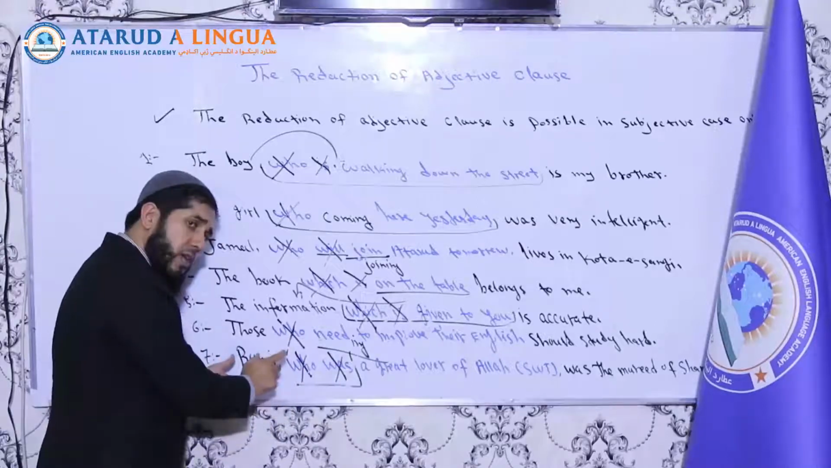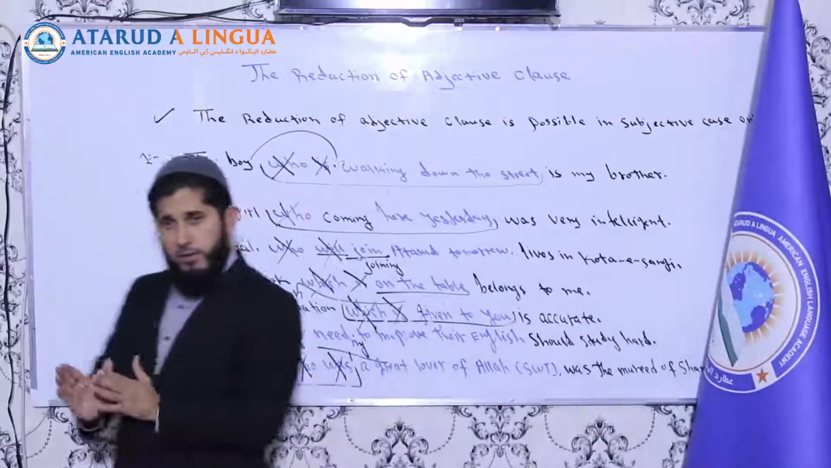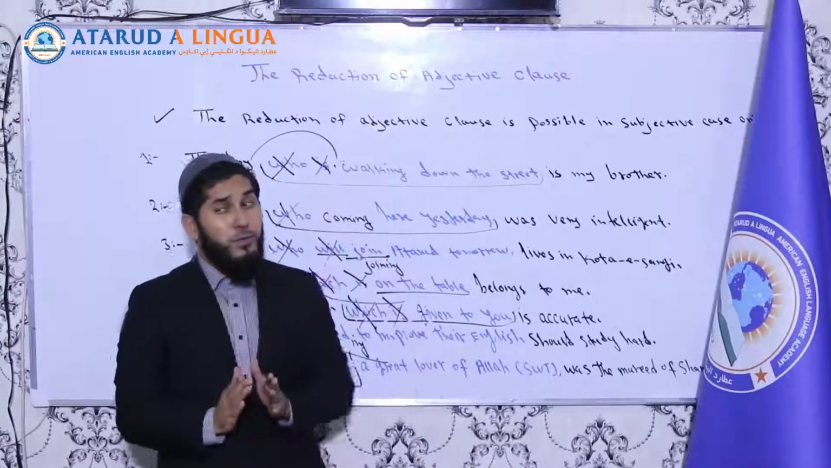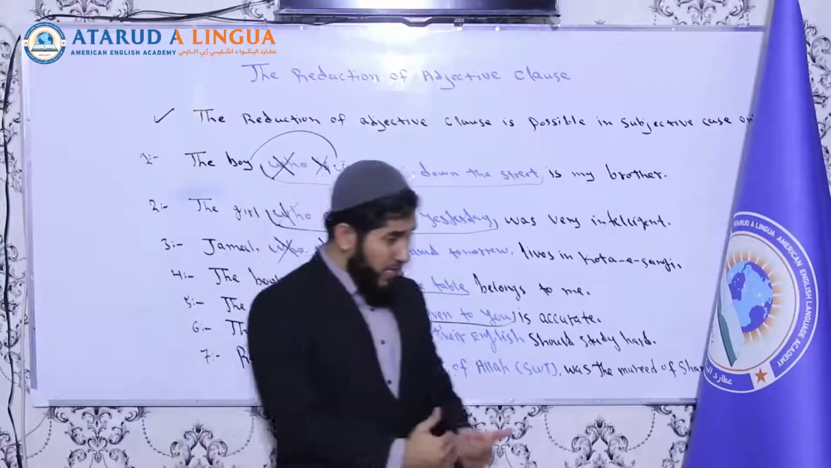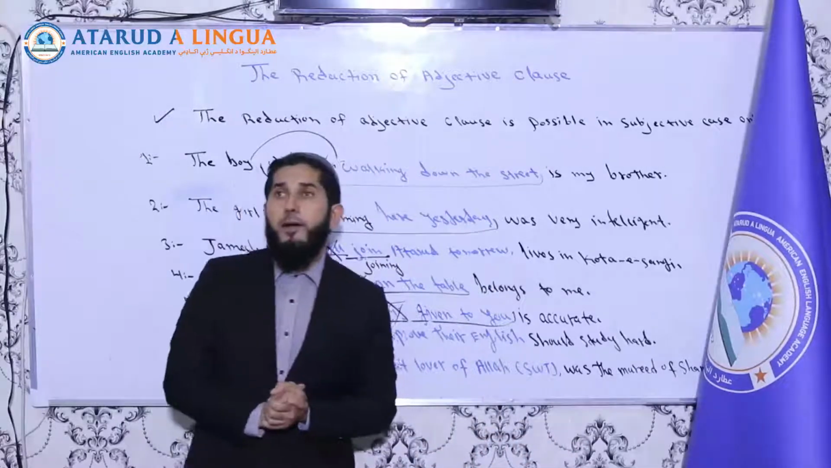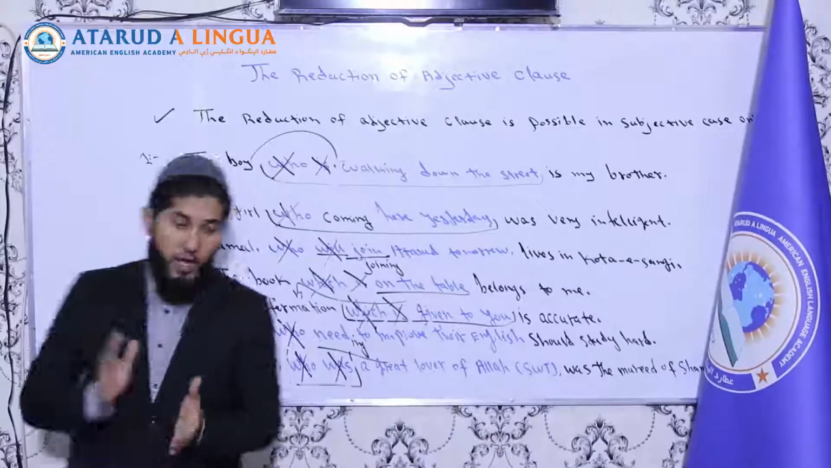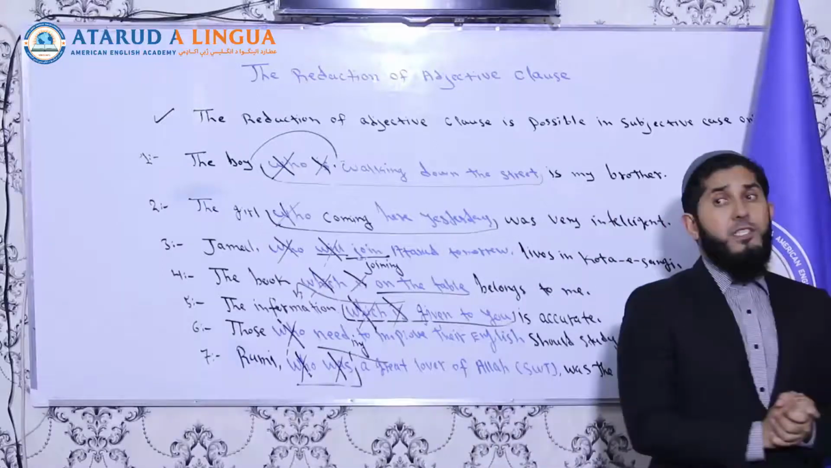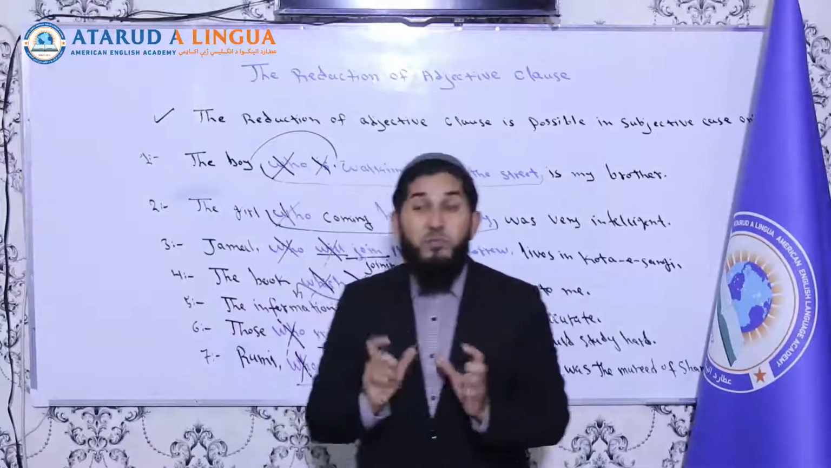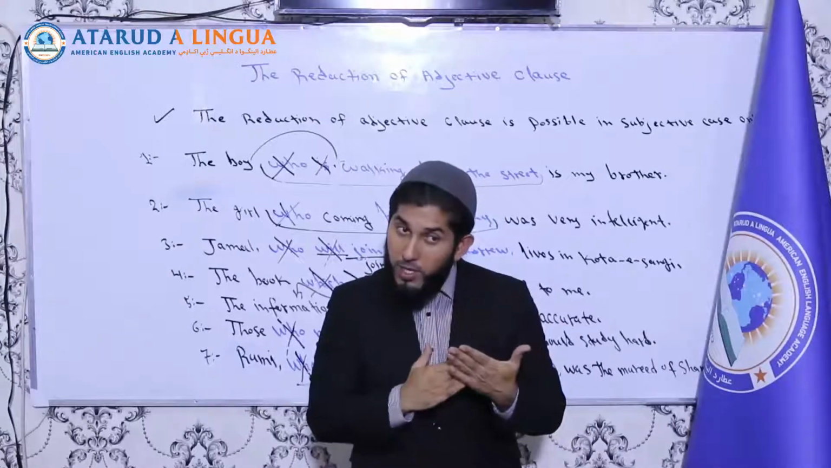Let me give you a few more examples over here. Ashraf Ghani, who is the president of Afghanistan, belongs to Logar province. So what do you do? You remove who and is. Ashraf Ghani, comma, the president of Afghanistan, belongs to Logar province. For example, Hafiz Shirazi, who was a great spiritual poet, lived in Iran. So remove who and remove was.